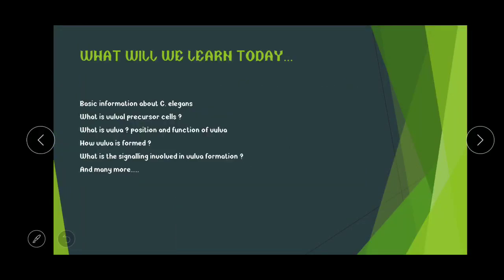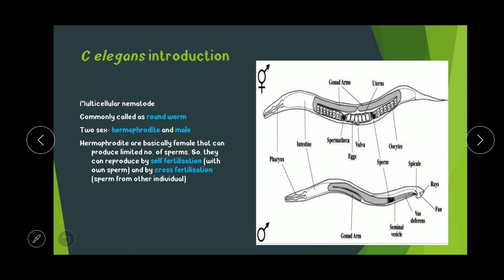So first of all, what we will learn today: we will see some basic information about C. elegans, then we will see what is vulval precursor cell, we will see what is vulva and the position and function of vulva, then we will also see how vulva is formed and what is the signaling process involved in the formation of vulva and many more. So first of all, introduction.